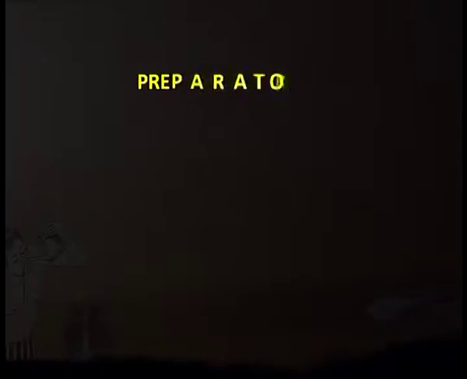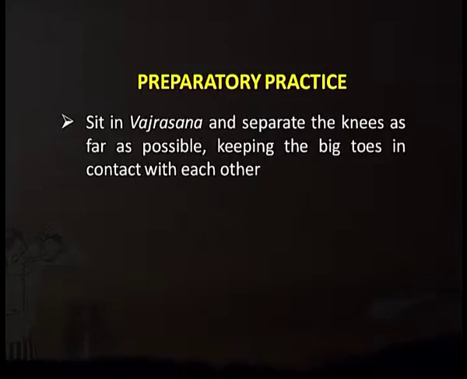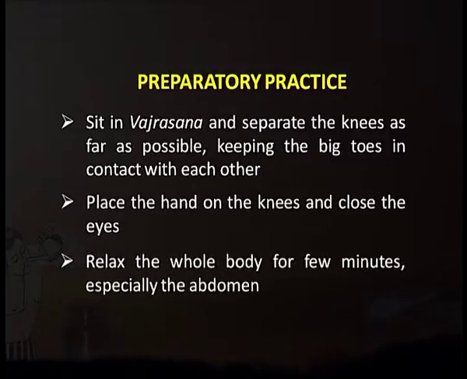Now we discuss the preparatory practice, because before going to the final practice, we should go through the preparatory practice. In the preparatory practice, first sit in vajrasana and separate the knees as far as possible, keeping the big toes in contact with each other. Then place the hands on the knees and close the eyes. Then relax the whole body for a few minutes, especially the abdomen.